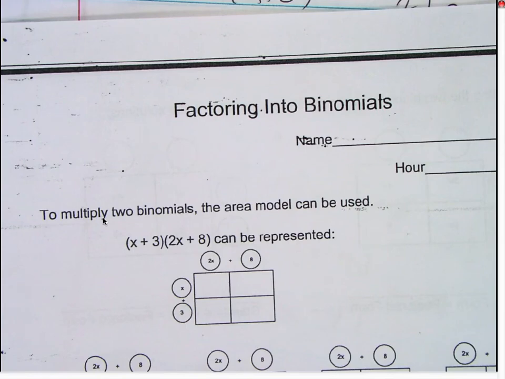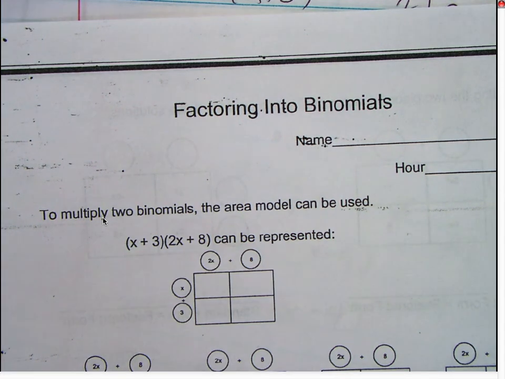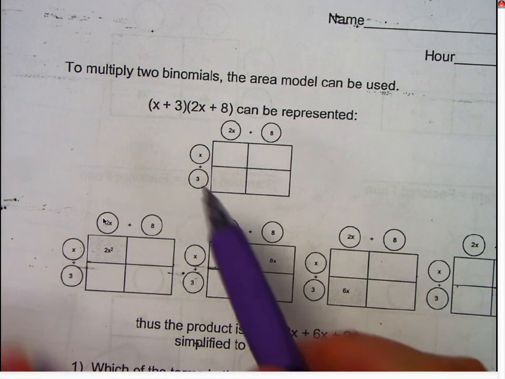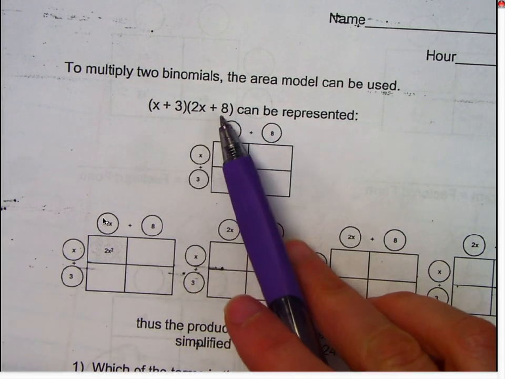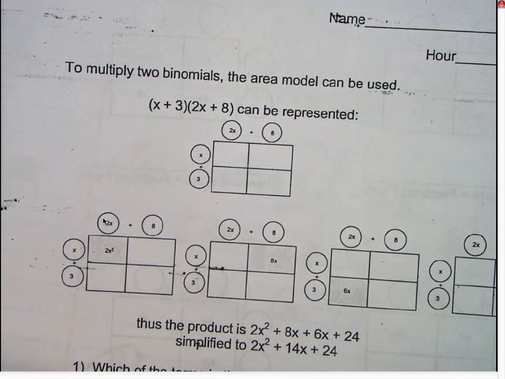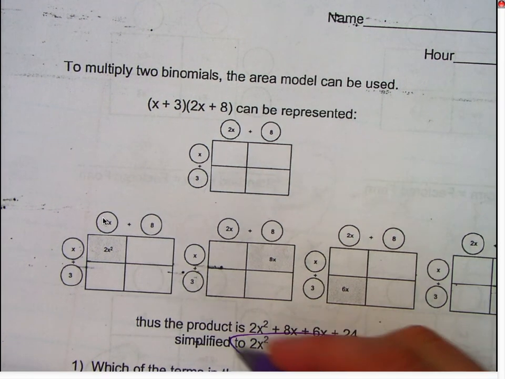Let's look at some more factoring into binomials. If we look here, we know that x plus 3 times 2x plus 8 can be expressed as x plus 3 and 2x plus 8. And we can multiply this out together, ending up with a simplified version, right? We've done this a bunch.